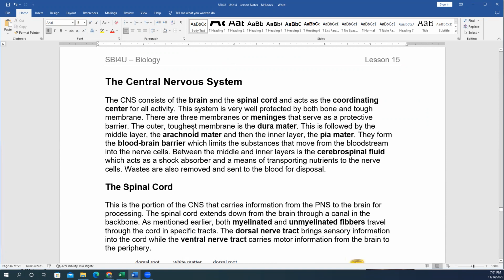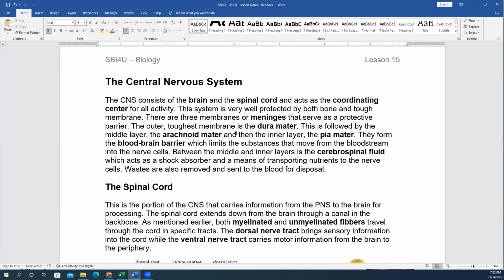Now, the central nervous system, which we have been talking about, consists of both the brain and the spinal cord. And that's where you have that coordination center for all of the activities that is perceived by our nervous system. This system is very well protected because of its importance by that tough bony membrane, our skull. And underneath that, there are 3 layers of membrane, and these are called the meninges, and they act as a protective barrier.